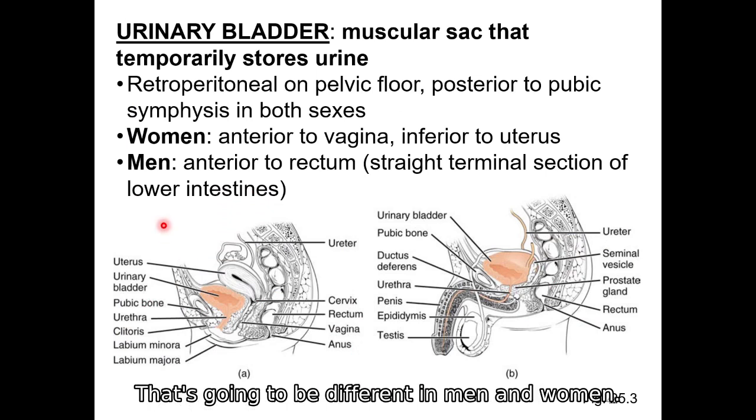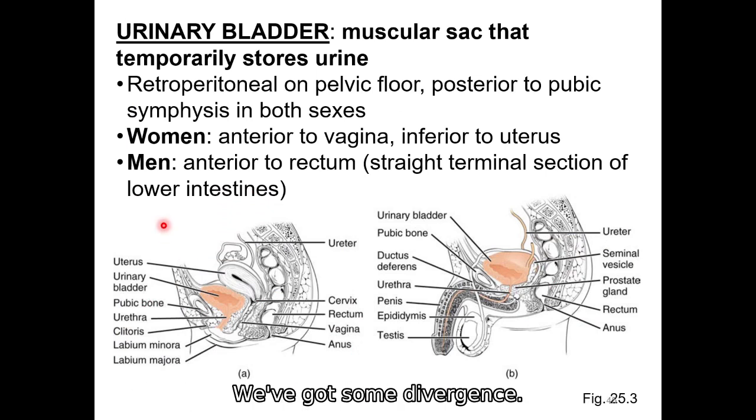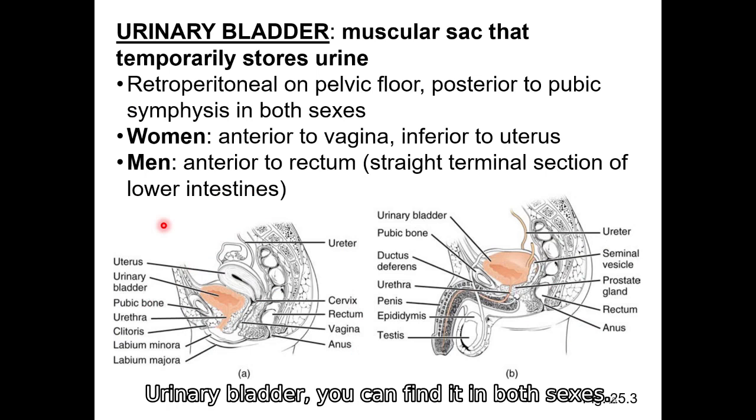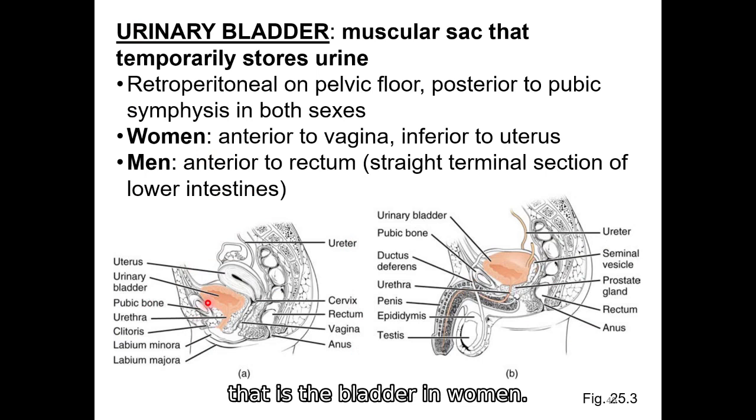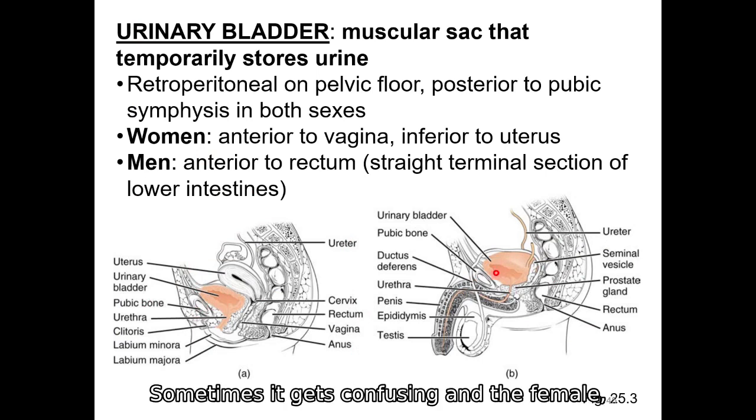All right, location, location, location. It's going to be different in men and women. We've got some divergence. So urinary bladder, you can find it in both sexes. So this is the pubic symphysis in both, and that organ right there, that is the bladder in women. Here is the bladder in males.